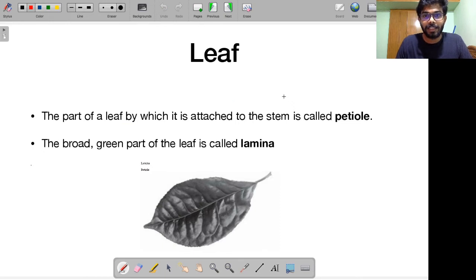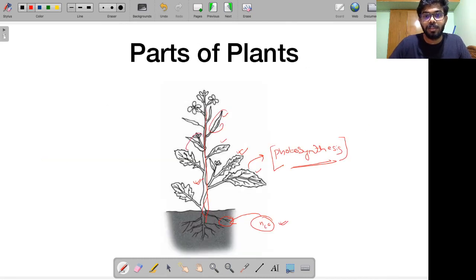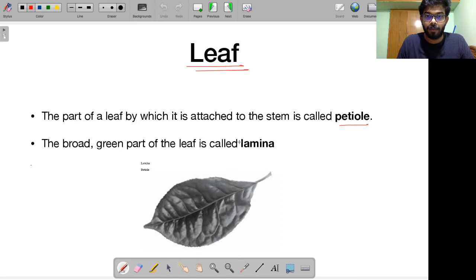Let us move to the next aspect, that is the leaf. Everybody knows what a leaf is. As you can see, these are examples of a leaf. This is where the preparation of food takes place. The part of the leaf by which it is attached to the stem is called the petiole. So this part, if you can see over here, this is the part that is attached to the stem. This part is called the petiole.